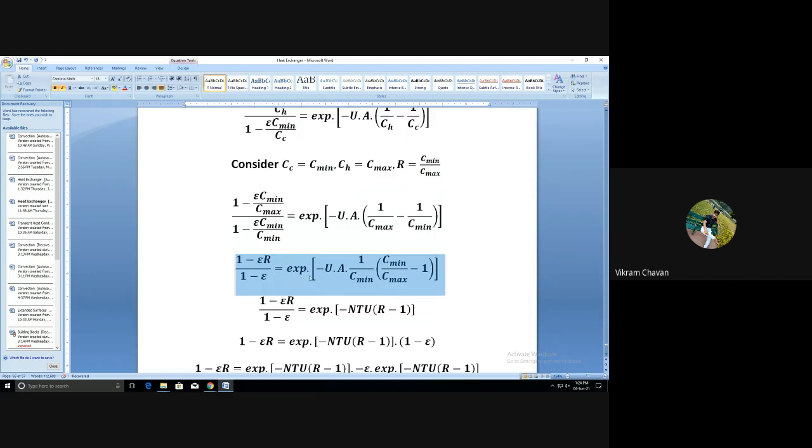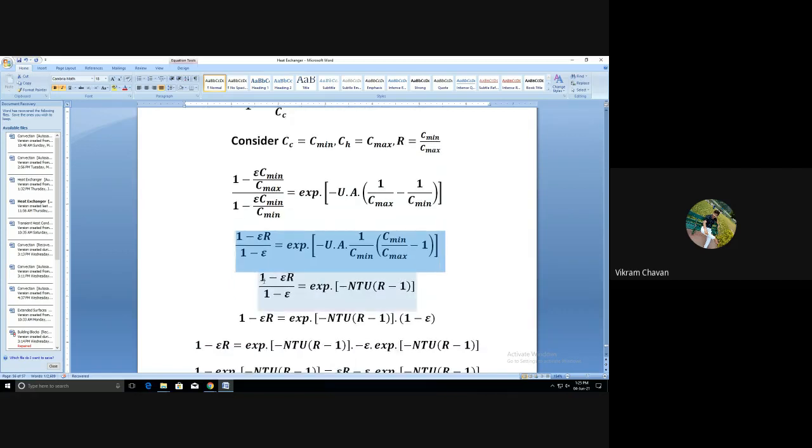that will be equal to exponential inside the square bracket, minus U multiplied by A multiplied by 1 upon C minimum, inside the bracket C minimum divided by C max minus 1. Now once again over here C minimum divided by C max is there, so we can replace this by R, that is nothing but the capacity ratio. So we will get the equation as (1 minus effectiveness R) multiplied by R divided by (1 minus effectiveness) will be equal to exponential of, now here we know that UA divided by C minimum is nothing but NTU, that is the number of transfer units. So we can replace U multiplied by A divided by C minimum by NTU.